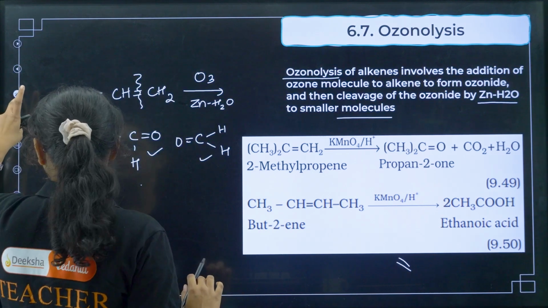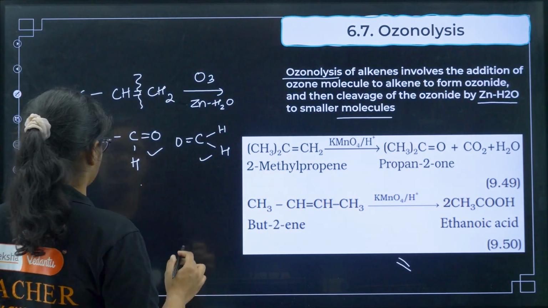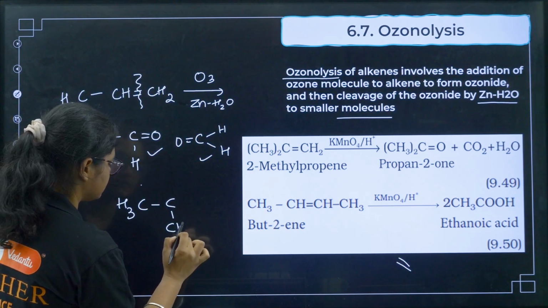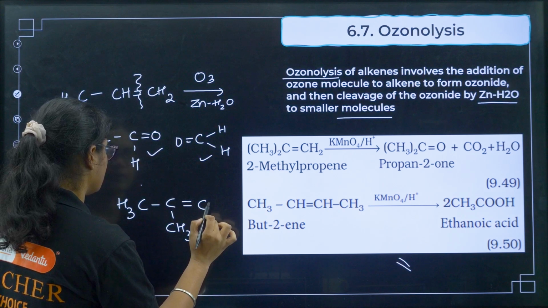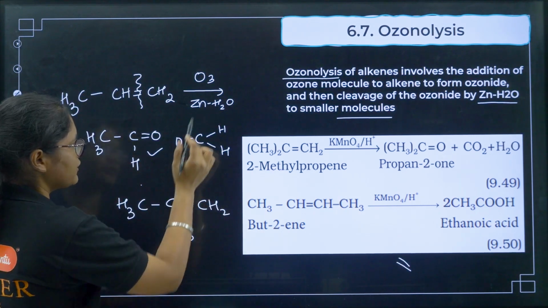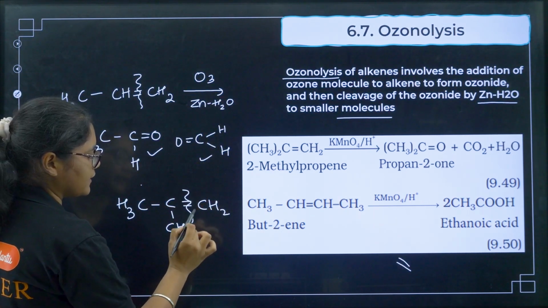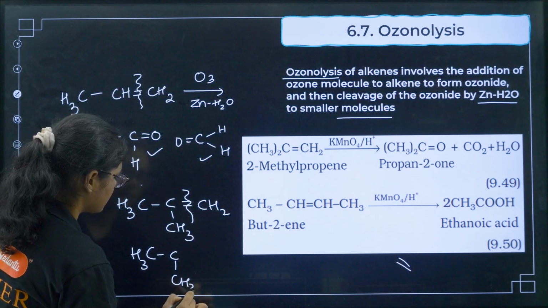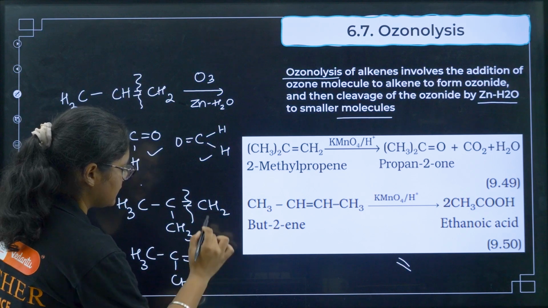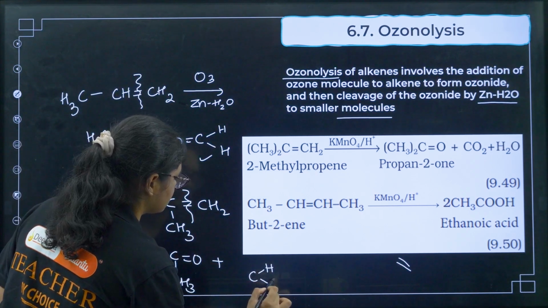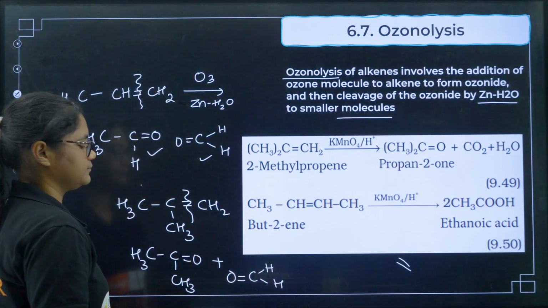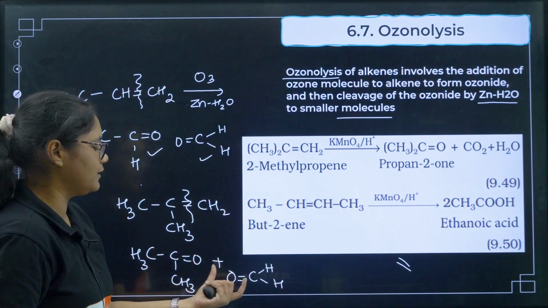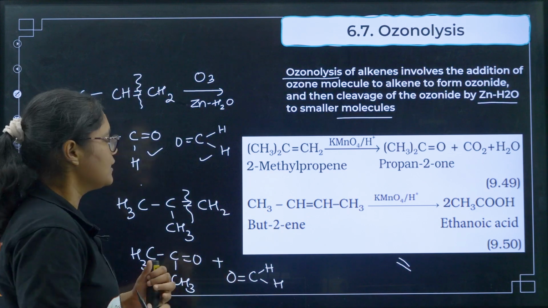Now let me take one more example. Suppose I have CH3 CH3 double bond CH2. Now if I use the same reagent, I am not writing the reagent again and again, this one will break, here a double bond O will come, plus here what will happen. So this one will give you one ketone and one aldehyde, okay.